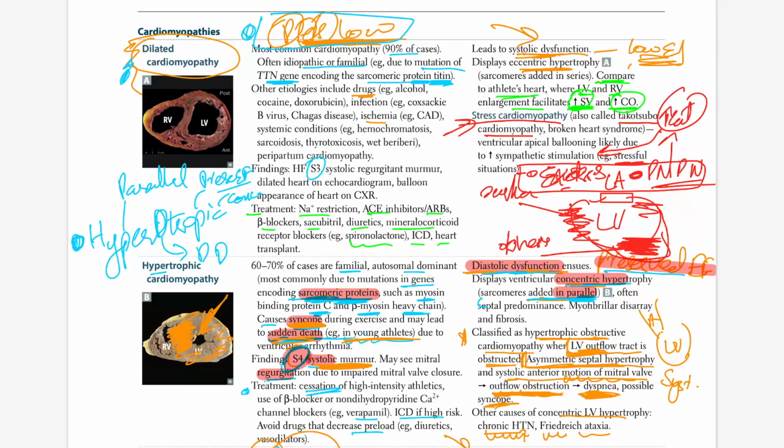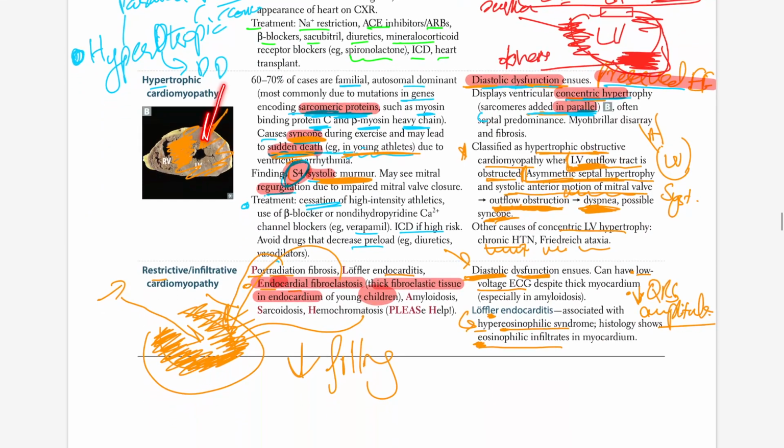Okay, and for hypertrophic cardiomyopathy, we can't even fill the heart, so it's a diastolic dysfunction due to the fact that there is a concentric hypertrophy in which the sarcomeres are added in parallel. Familial cases occur when there is a mutation in the sarcomere protein, such as myosin binding protein C and beta myosin heavy chain, causing syncope, sudden death, or dyspnea. S4 will be seen here. Systolic murmur and MR could also be seen.